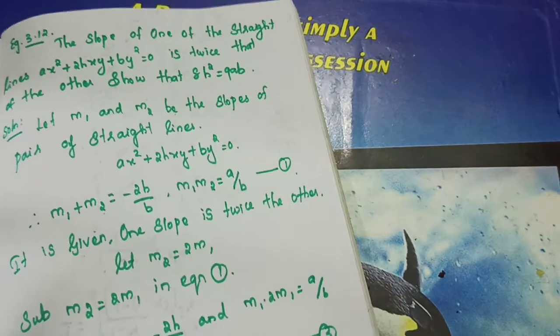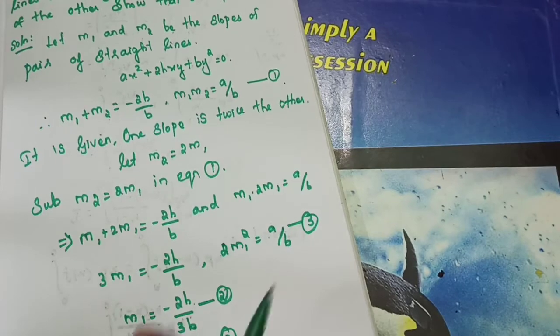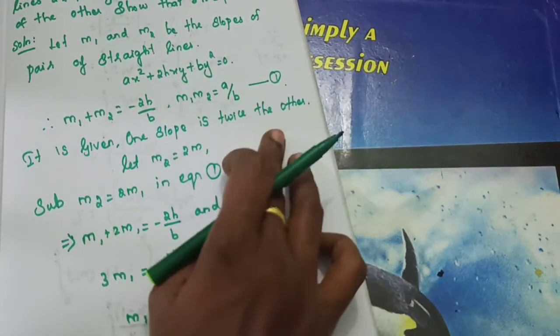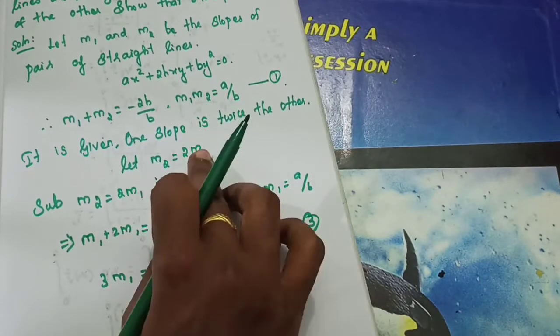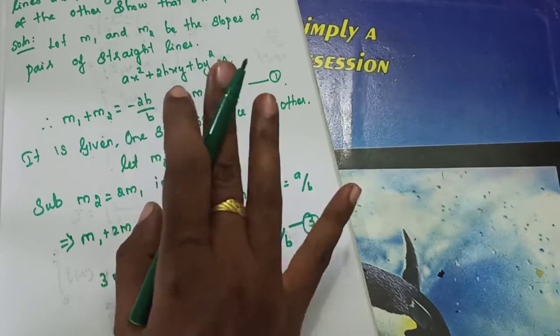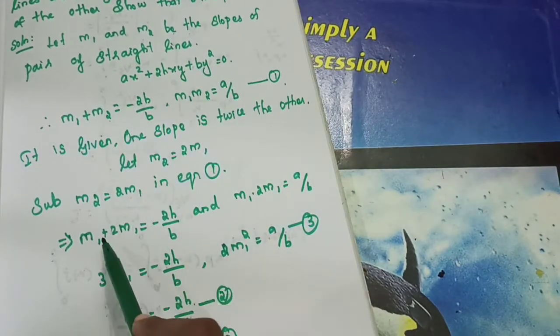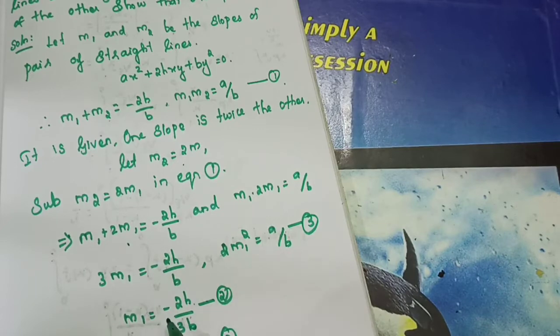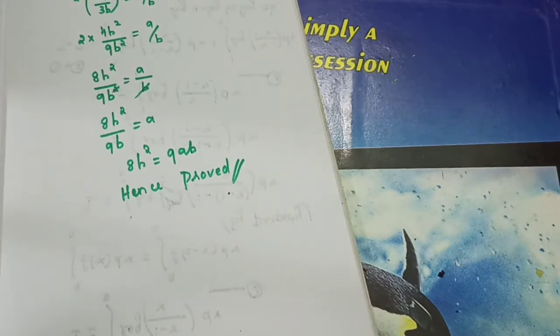Got it? Very easy and simple question. So this one uses the sum of the slopes and product of the slopes formula, and one slope is twice the other. You may have a doubt: why are you taking m2 is equal to 2m1? We can take m1 is equal to 2m2 too. Both will give the same answer. I have substituted this value in both equations 2 and 3, then substituted 2 in 3, and found what you need to prove. Understand, students? I hope you got the idea. Okay, let's move to the next problem.